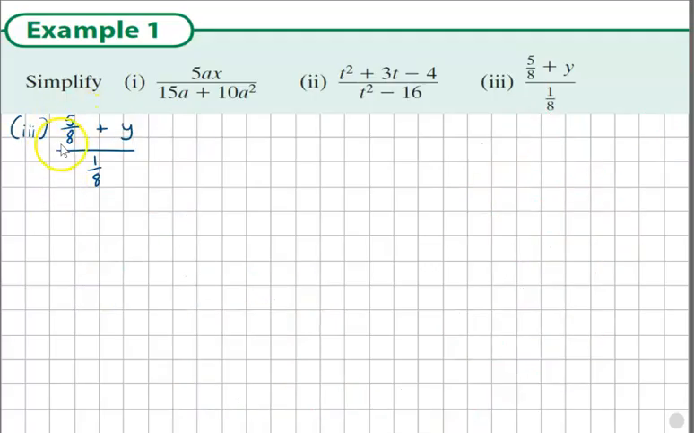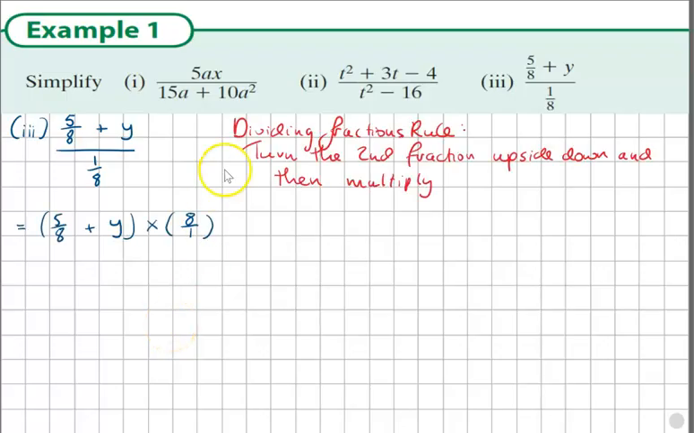Part 3. 5 over 8 plus y divided by 1 over 8. So the rule for dividing fractions: turn the second fraction upside down and then multiply. So this big long divide line becomes multiply, and 1 over 8 becomes 8 over 1, which is the same thing as 8. Then we're going to multiply. 5 over 8 times 8 is going to be 40 over 8. And y times 8 is going to be 8y. And 40 over 8 is 5. So we get 5 plus 8y.